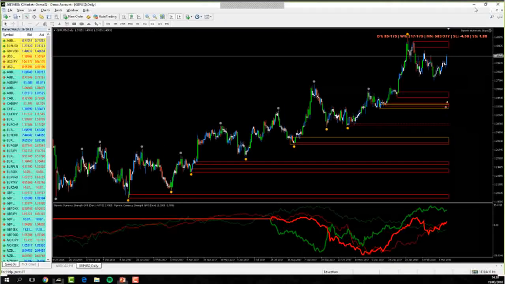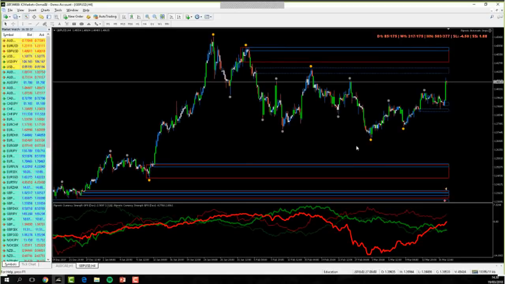What are they doing? Well, interest rates are negative, so you are going to lose money. Swap long is -4.5 per standard lot, and the opposite is 1.8 per standard lot. Okay. You want to be mindful of that, but this isn't really affecting us on these smaller timeframes.